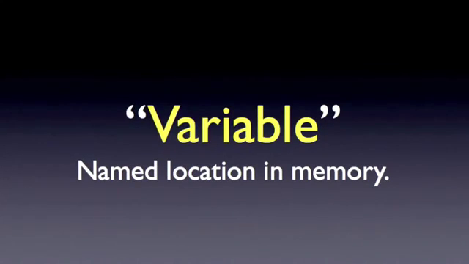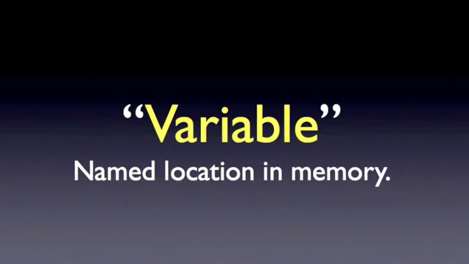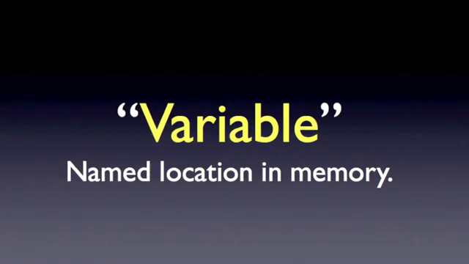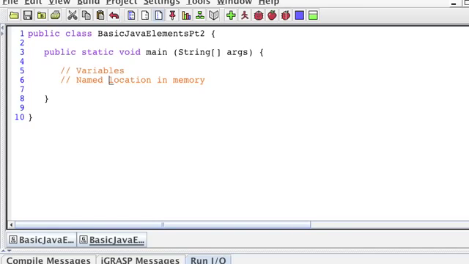So it's a named location in memory. And specifically, it's in our RAM, in random access memory. What we're going to do is ask the computer to reserve a space in memory so we can store a value in it, and then all we need to do if we want to access that variable at a later point is ask for it by name. Usually we name variables logically based upon their use.